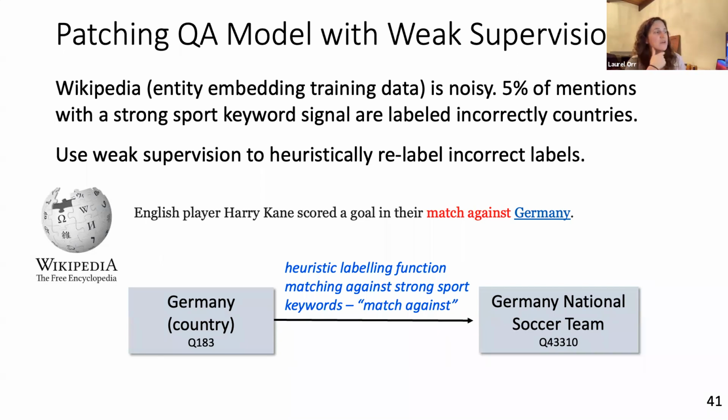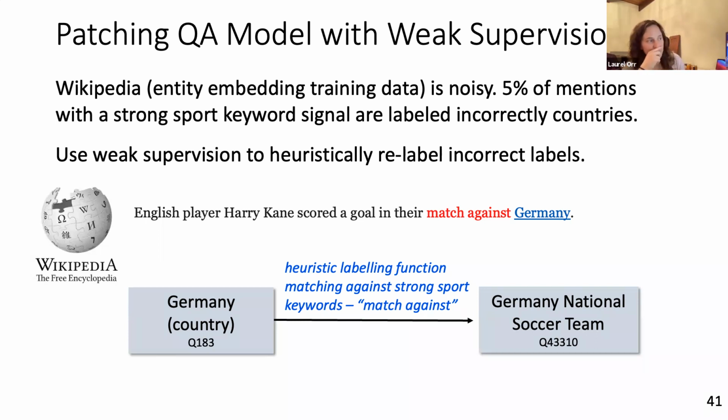For example, in Wikipedia, we found the sentence, English player Harry Kane scored a goal in their match against Germany. In that case, Germany was labeled as the country, not the sports team. This causes not only confusion to the model and mixed signals, but it's also hurting some of our NED performance.